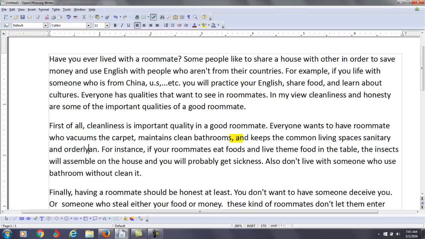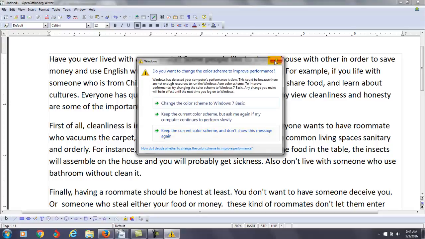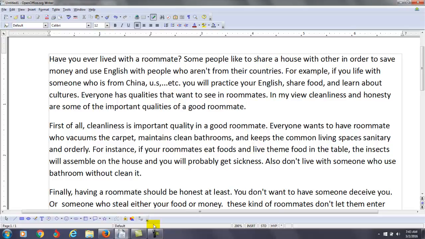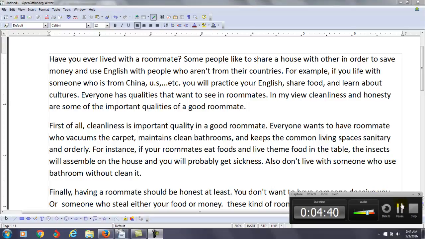Now, do you see what I did here? What you did is you had a sentence which is very general. Cleanliness is an important quality in a good roommate. Then you said everyone wants to have a roommate who is clean. You're still on that same level. You're not getting any deeper than what you did. So I'm showing you how you can make that second sentence more specific than the first.